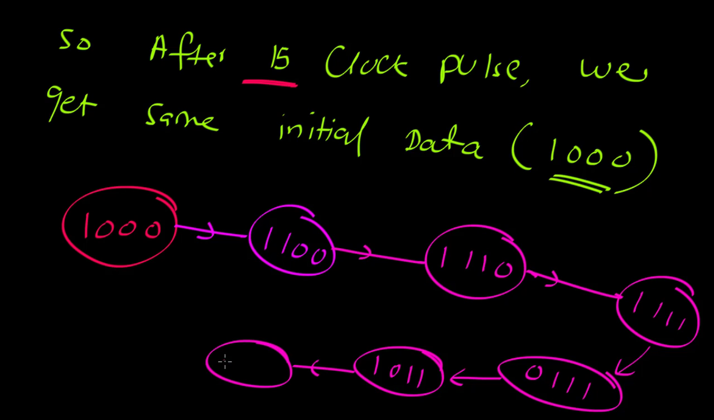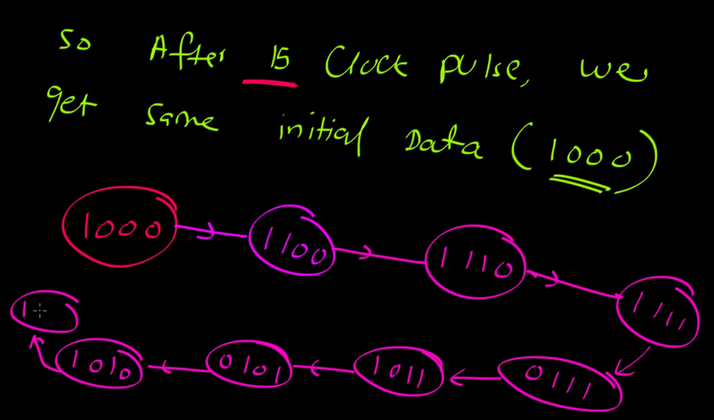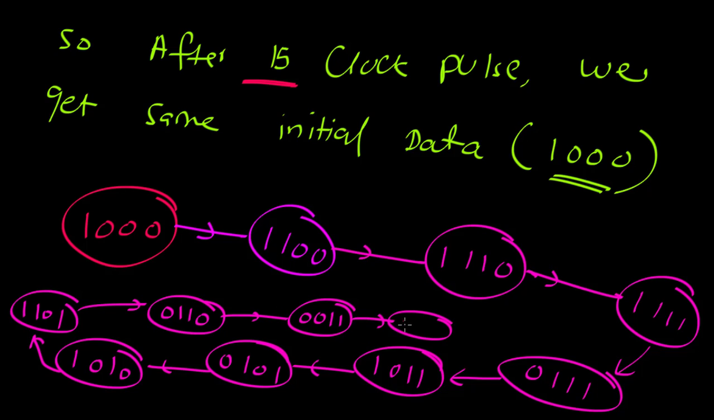From this state you will go to 0 1 0 1, then 1 0 1 0, then 1 1 0 1, then 0 1 1 0, then 0 0 1 1, then 1 0 0 1, and from this state you will go to 0 1 0 0.